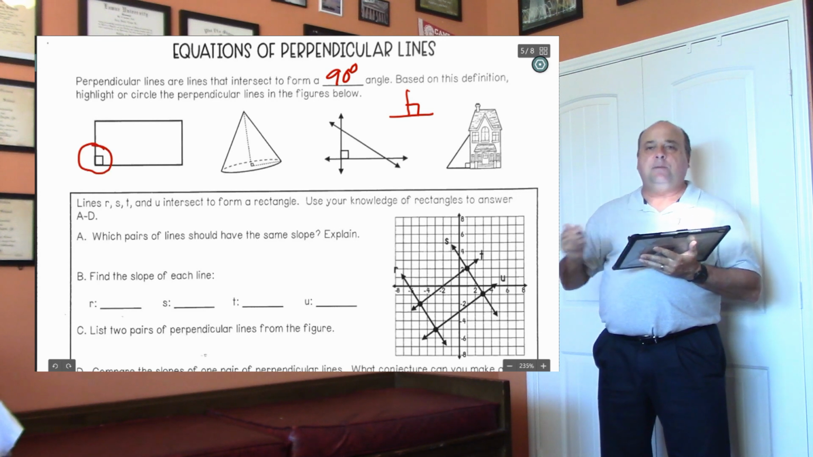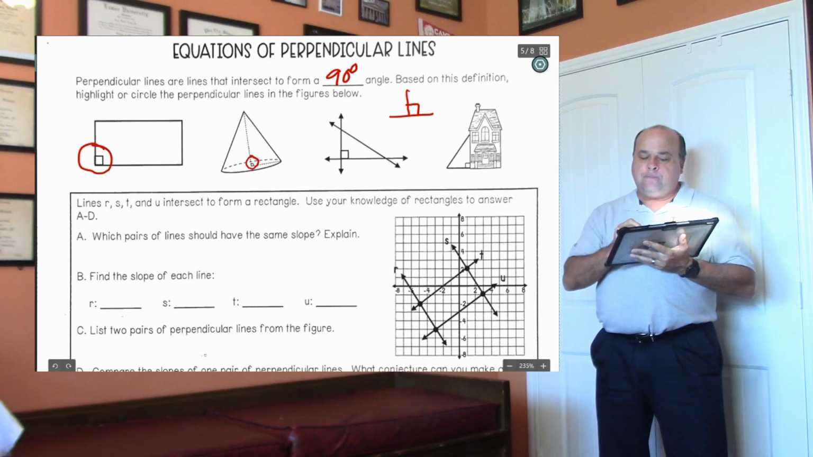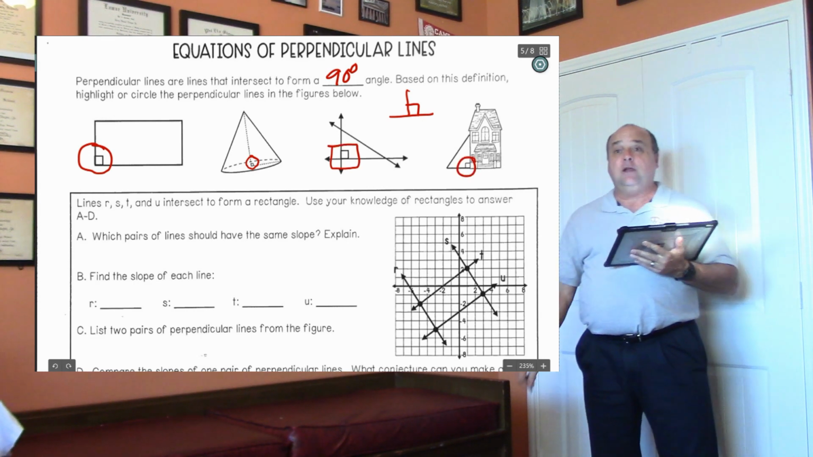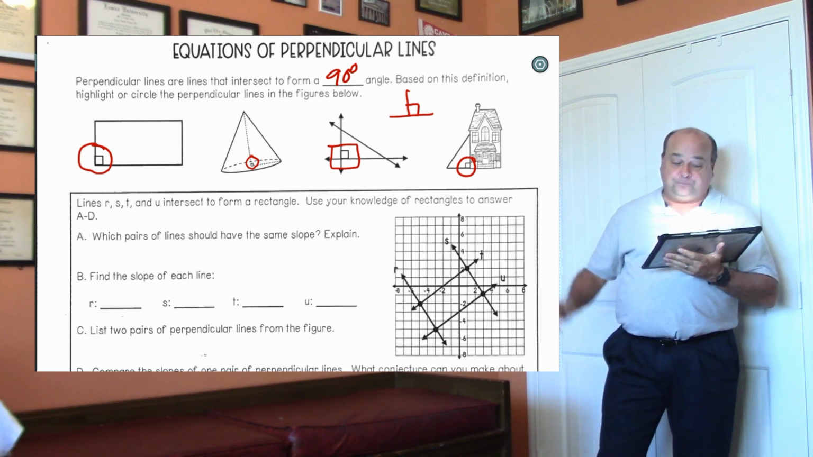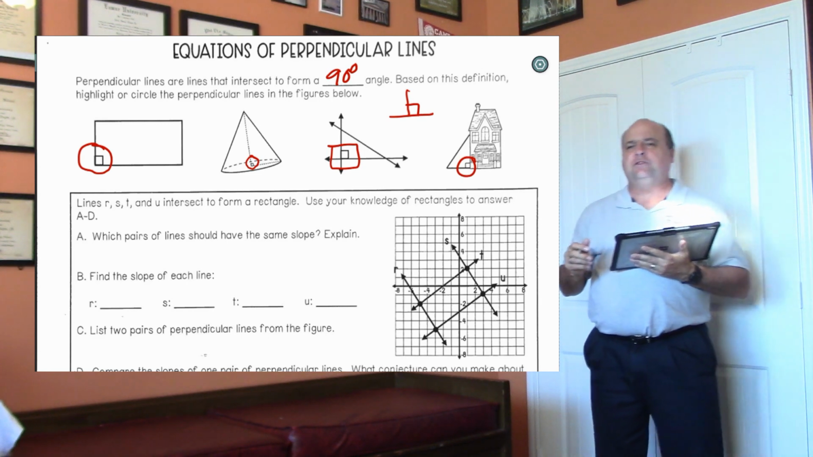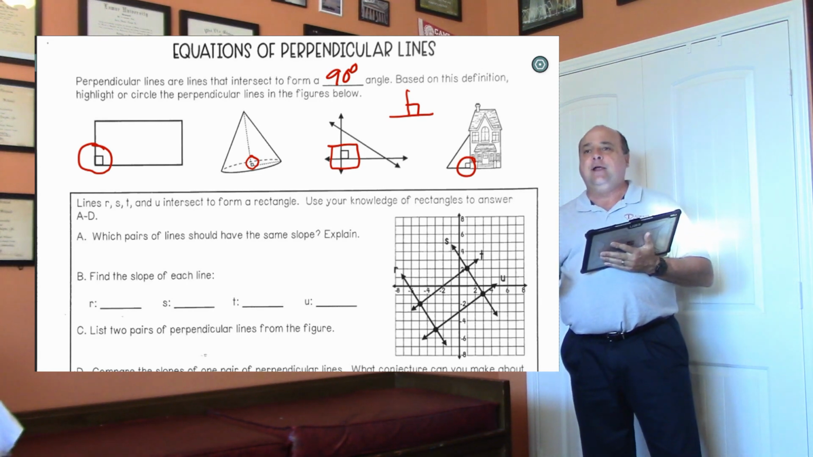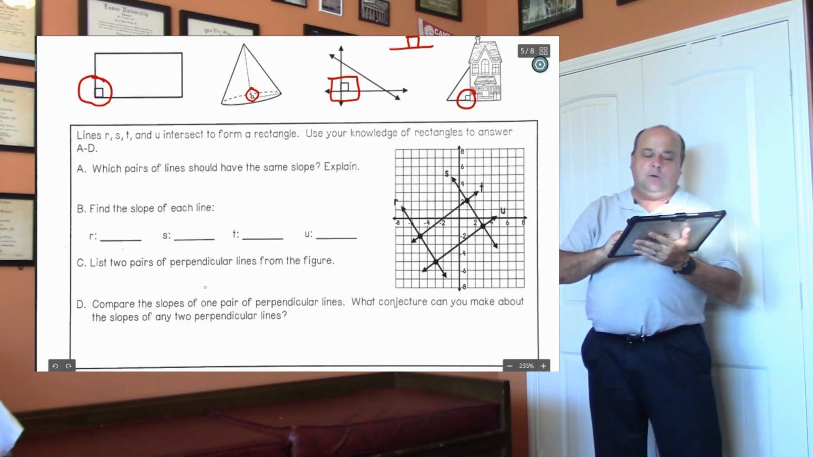So this would be perpendicular. This right here would be perpendicular. This would be perpendicular. And this right here. Hopefully your house is perpendicular. Hopefully it forms a 90-degree angle with the ground. So perpendicular shapes are all around us in real life. The room you're sitting in has perpendicular angles for the walls, most of them. Let's keep going.